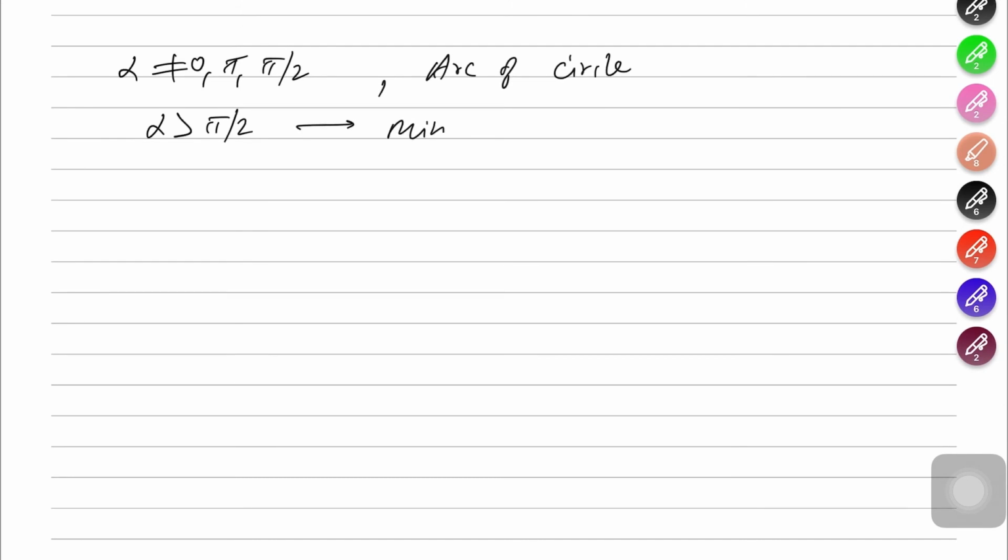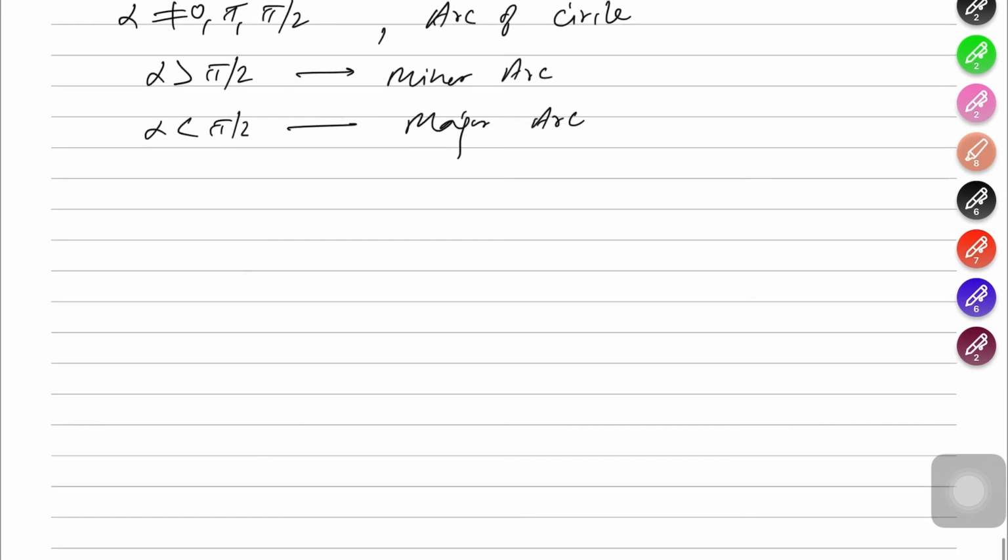Okay, let's say alpha is not equal to 0, pi, and pi by 2. Alpha 0 represents a ray, alpha pi represents a line segment, and pi by 2 represents a semicircle. In this case they are an arc of a circle. If alpha is greater than pi by 2, then they represent the minor arc, and if alpha is less than pi by 2, then they represent the major arc of a circle.